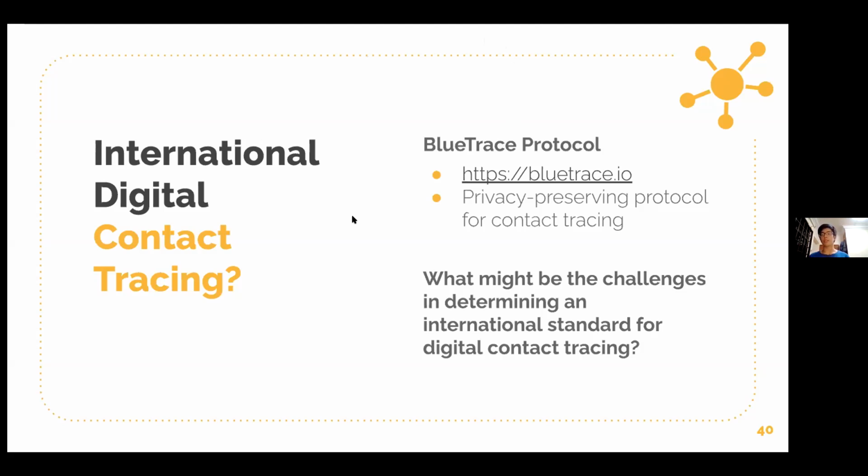There's been a collective of people who have proposed a Blue Trace protocol, which similarly uses Bluetooth technology to trace, and it's privacy preserving. So thinking about that, what might be the challenges in determining an international standard for digital contact tracing? Where might the data be stored? What kind of politics might be in play?